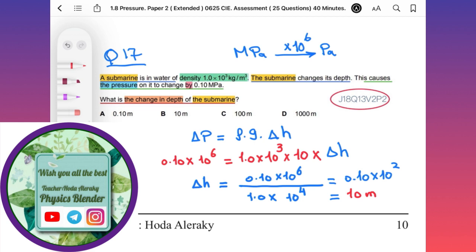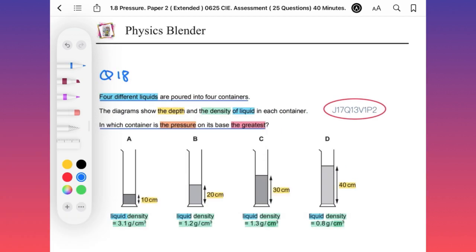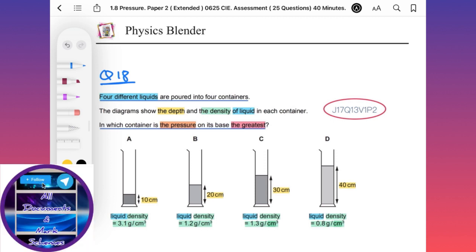So the correct answer is B. Question 18, we have 4 different liquids poured into 4 containers, and you have to compare which pressure on its base will be greatest. So you have to calculate rho GH for each case. Pressure due to liquid is equal to rho GH.